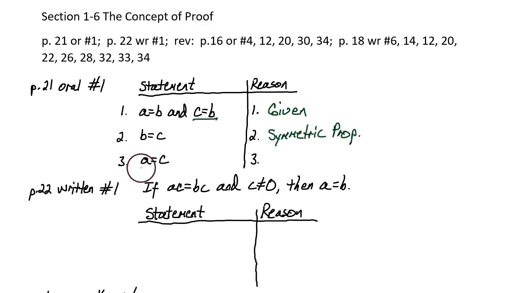Now statement 3. What is the justification for saying that A is equal to C? Let's look at the statements that came before. One statement was that A is equal to B, and another statement is that B is equal to C. These statements are connected to each other. A equals B, B equals C, therefore A equals C. It is the transitive property that justifies this statement.